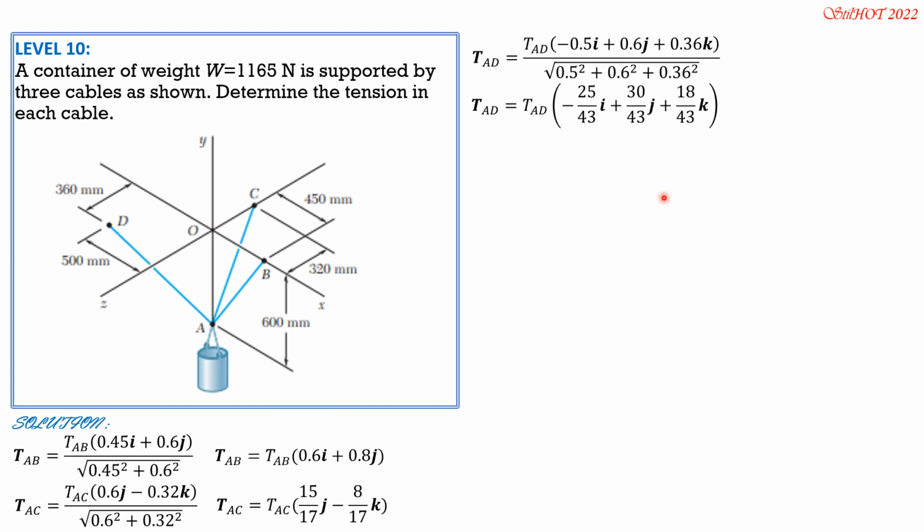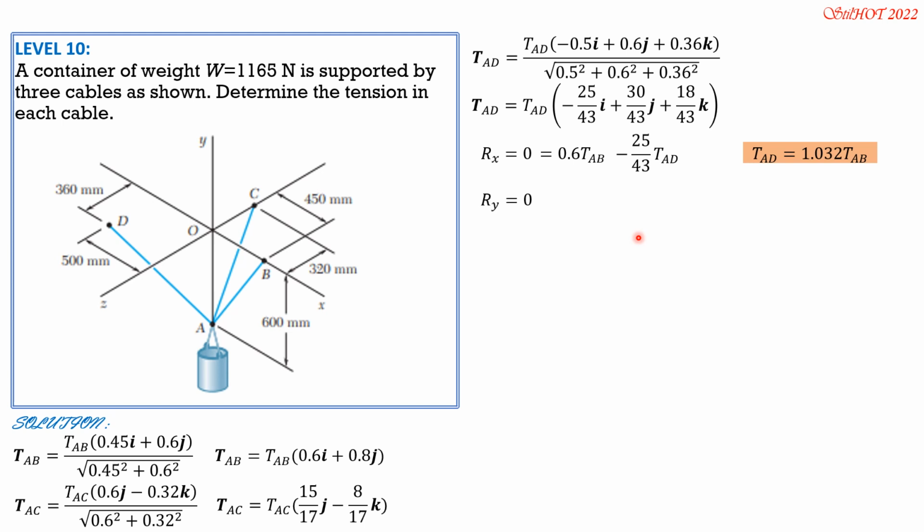Then set Rx to 0 for a systematic solution. Then we have 0.6 tension AB minus 25 over 43 tension AD. So tension AD is 0.6 times 43 over 25. Tension AD is 1.032 tension AB.